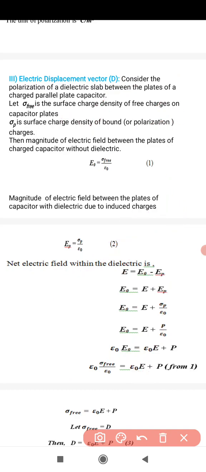The magnitude of the electric field between the plates of the charged capacitor without dielectric, in the absence of polarization, E0 is equal to sigma free divided by epsilon naught. Sigma free is the surface charge density of the free charges. Epsilon naught is the absolute permittivity. The magnitude of the electric field due to the polarization is equal to sigma p divided by epsilon naught. Sigma p is the surface charge density of the polarized charges.